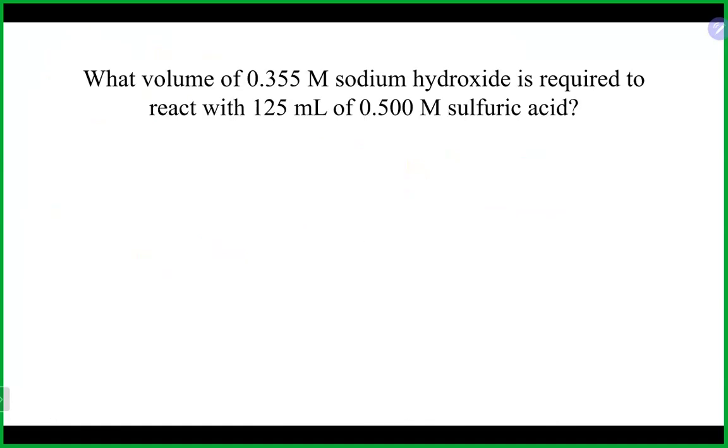All right, so we did an example last time, so why don't you try this one here. We're looking for what volume of 0.355 molar sodium hydroxide is required to react with 125 milliliters of 0.5 molar sulfuric acid. So follow those 4 steps, see what you come up with here.